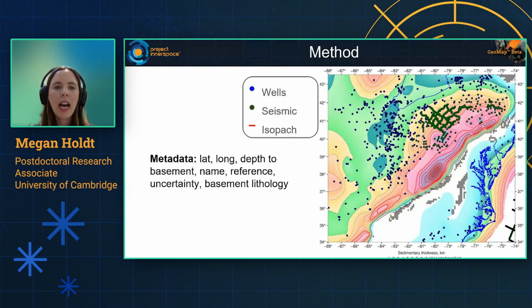So here we're coloring the data by data type. The wells are in blue, the seismic is in green, and the ISOPAC information is in red. If we were to go to any given well on this image, you would be able to dive in and find more information on the lat, the long, the depth to the basement, the name of the well, the reference, so the original study, and some more information on the uncertainty, and if it's available, information on the basement lithology as well. So next slide.